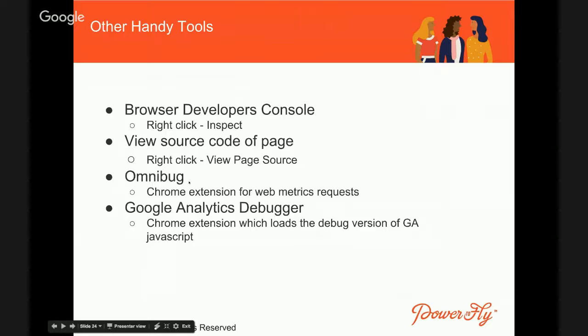There is another add-on called Omnibug, which is a Chrome extension for web metrics requests. Very handy also. And then there is another add-on, Google Analytics Debugger, again a Chrome extension, which will load the debug version of Google Analytics. Sometimes if you just want to do a quick check, view page source will work, or even the browser developer console, because when you're doing implementation, this is very handy, as you can right-click the button and it tells you information on your button.